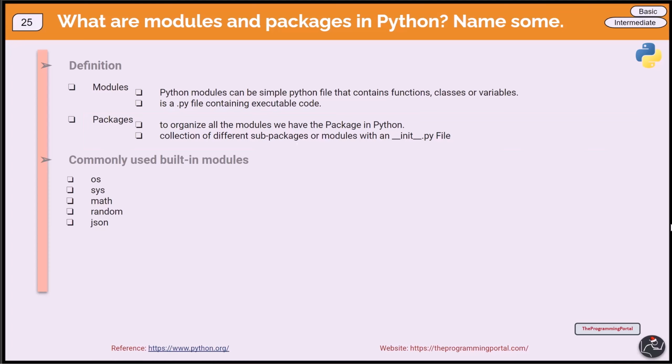For example, in the employee package, we can have all employee related classes that can be kept in the employee package. There are few common built-in modules which get used frequently, like OS module, sys module, math, random, and JSON module. You can have your own custom modules or packages as well. That's it. As I promised, I will show you an example of decorator to get more understanding.